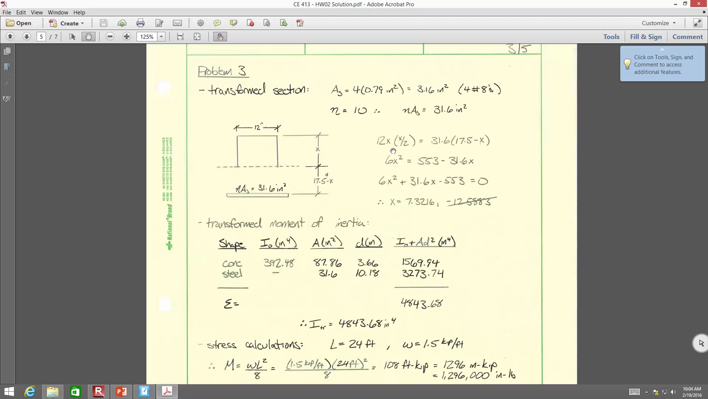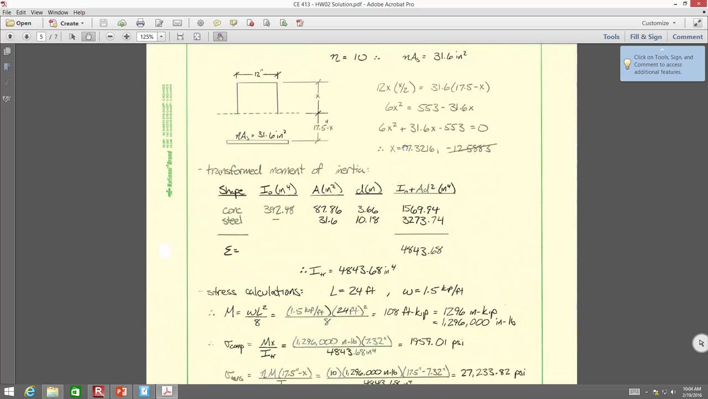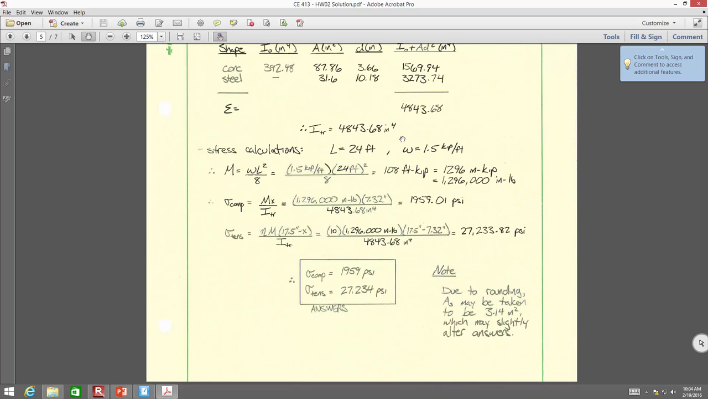Problem 3, you're to assume that the beam is cracked, so you do a transformed section analysis. This should be fairly straightforward from what you all have done before. Again, same methodical approach to calculate moment of inertia. Once you've got your moment of inertia, it really is pretty straightforward.